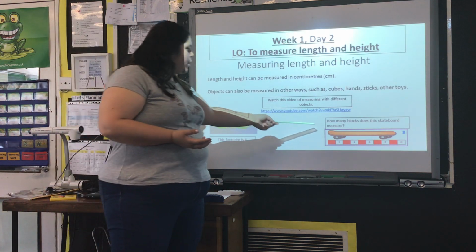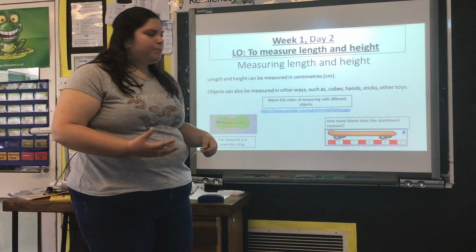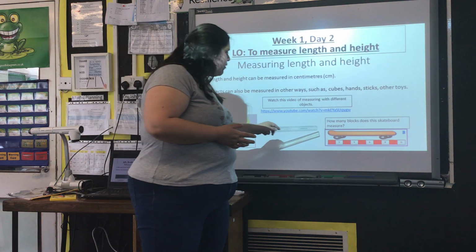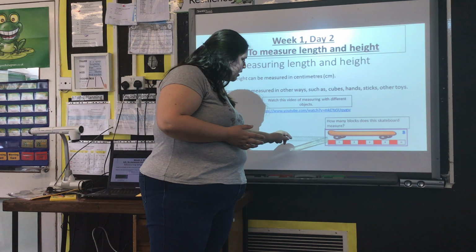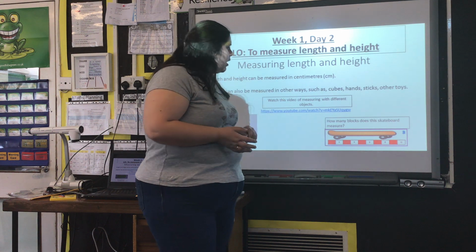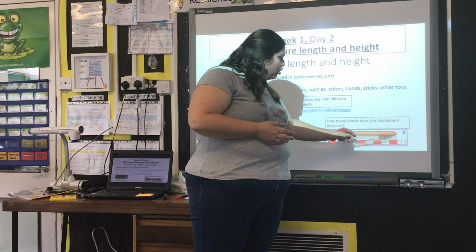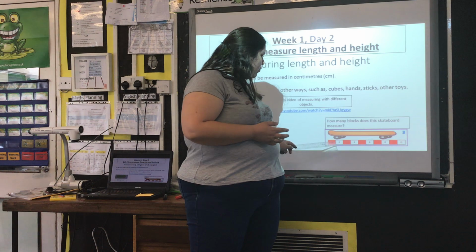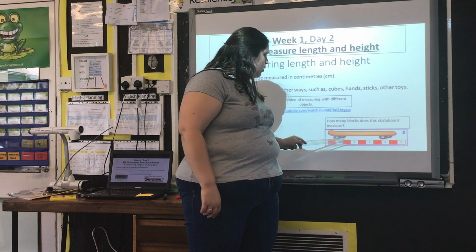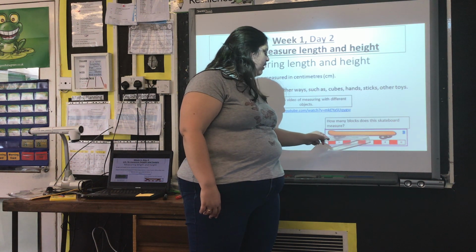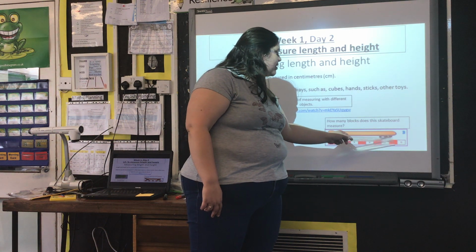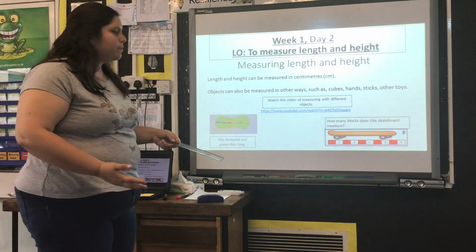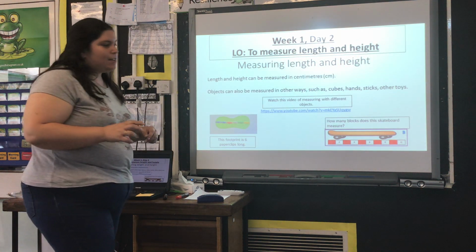Now, if we have a look at this first question here, just getting you thinking. So, how many blocks does this skateboard measure? Now, if we have a look, we've got to make sure that they're right on the edge, and that skateboard is right on the edge. But over here, this is not on the edge, so we have to make sure that we don't count this block while we're counting. So if we start at the edge, we say 1, 2, 3, 4, 5, 6, 7, 8, 9. So the skateboard is 9 blocks long. We can't count that last block because it's not the end.